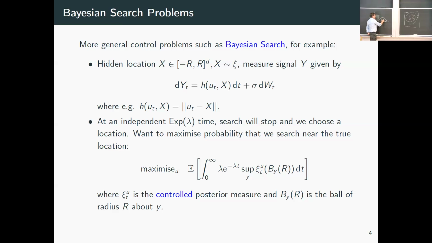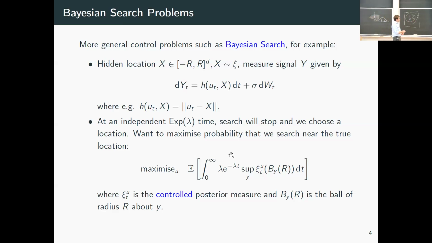Whereas if I take a ball here, because my density function is high on the whole of that ball, maybe I'm better off not going for the point where my density is largest, but going for a point where I have quite a lot of density in a region. So this is quite a complicated operation on measures. But you could think of this as a reasonable choice of reward function in these sorts of Bayesian search problems. In the general class of these problems, you could imagine this as a potential criterion you might choose to optimize.